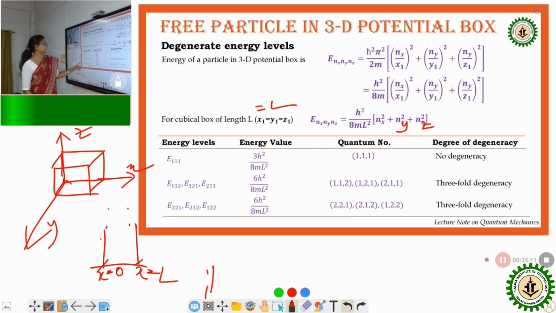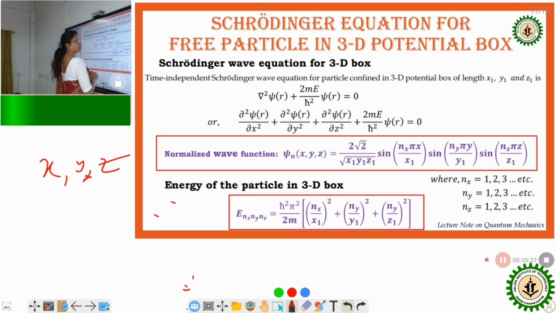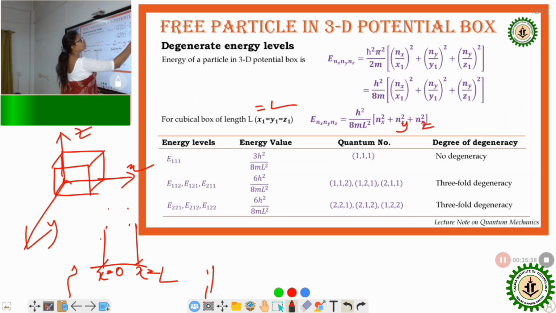If you give the combination of the quantum numbers 1, 1, 2, that means nx, ny, and nz are the quantum numbers along the x, y and z direction. One thing is that nz, that is my mistake. I should write it here, that is in z, and that is also in z.